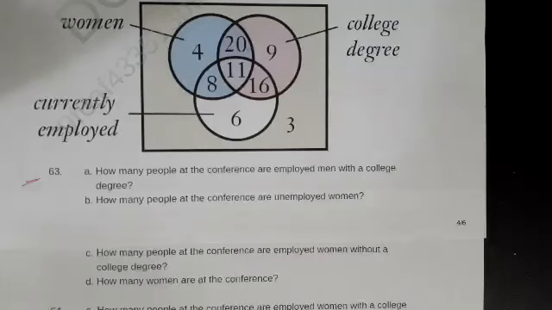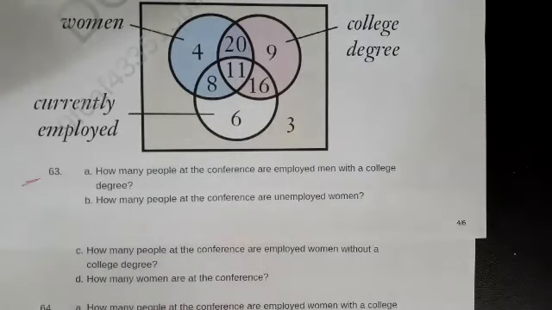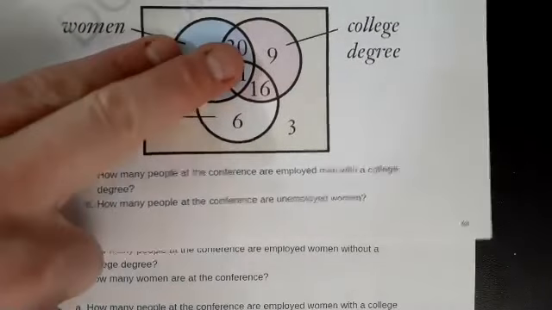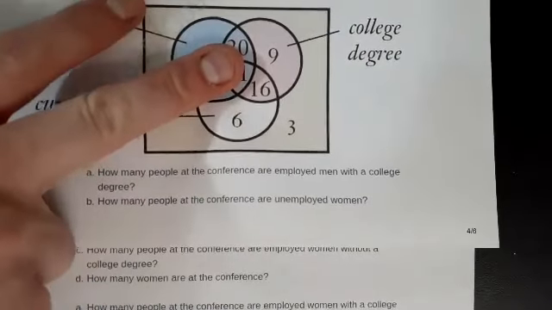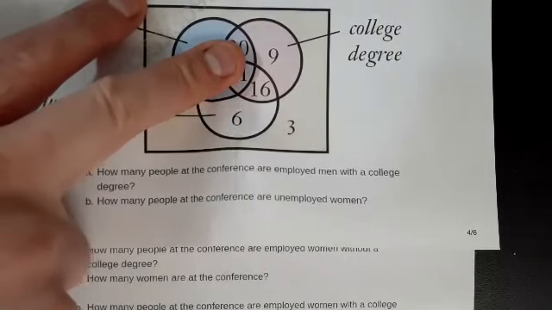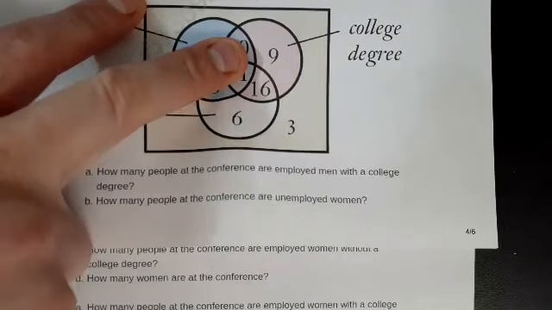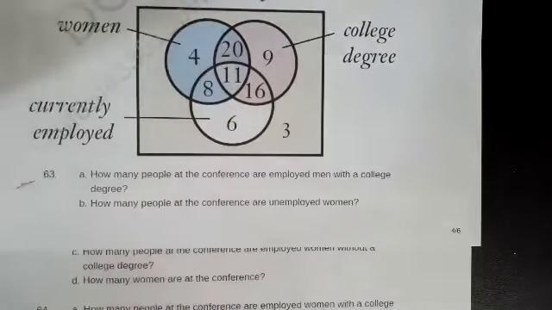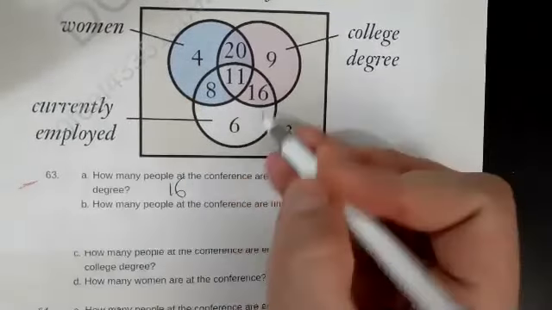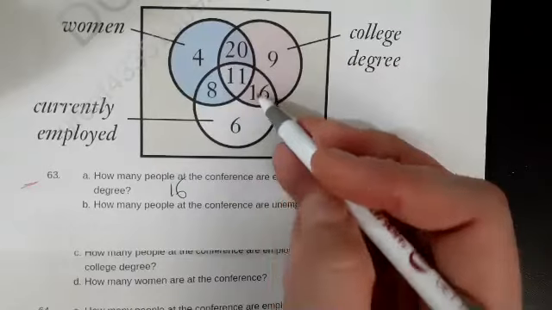So how many people at the conference are employed men with a college degree? Okay, so employed is telling us it should be in this white circle. Men is telling us it should not be in this blue circle, so it's got to be in the white circle, not in the blue circle. And then the last thing they say, they have a college degree, so it should also be in that red circle. So what is that first number that you should look at? 16. It is that 16 right there. It's got to be in both of them, but not in the blue.